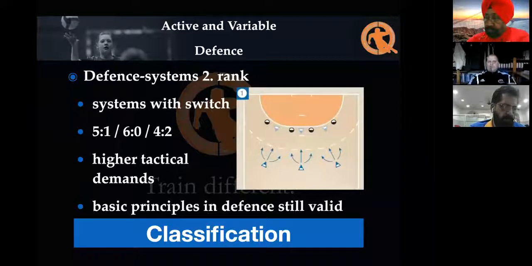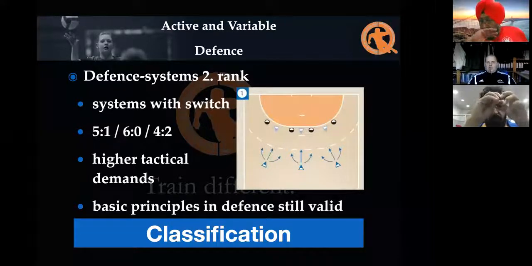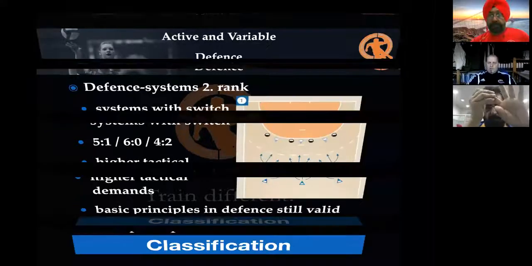So this is the switch, and these are the higher tactical demands, especially when you see that the position of the pivot can be here and can be here. So for all three attackers and for all four defenders, this type of combination or tactical decision making is needed. In that moment, we have these really higher tactical demands in those types of defense.